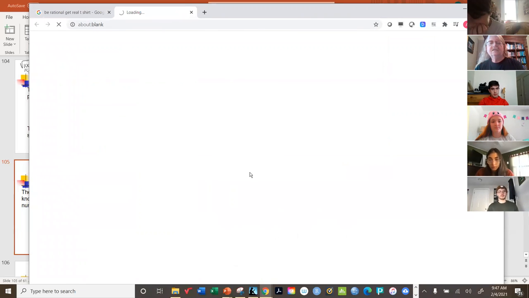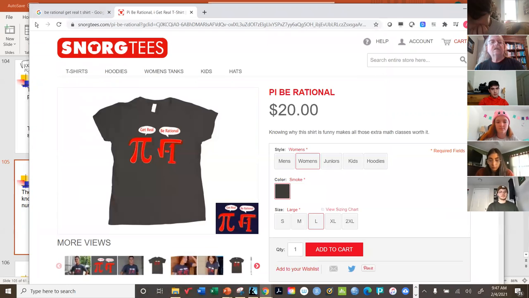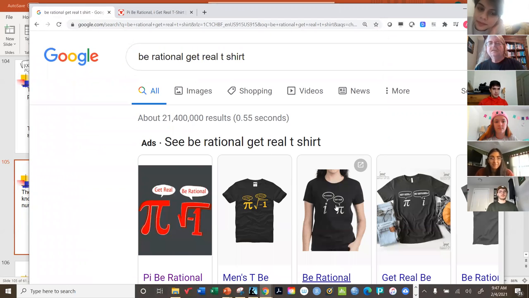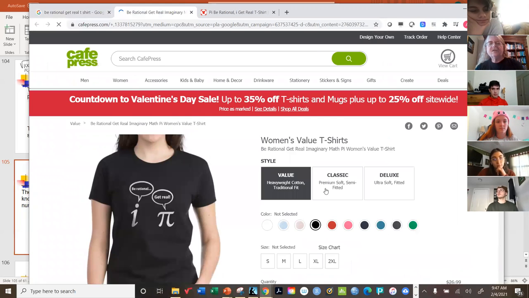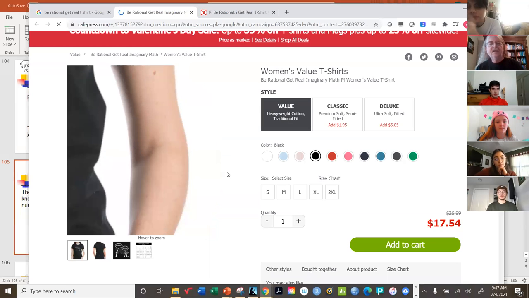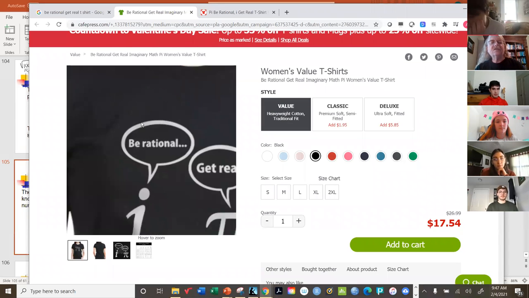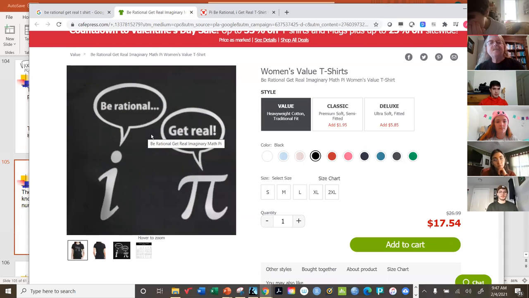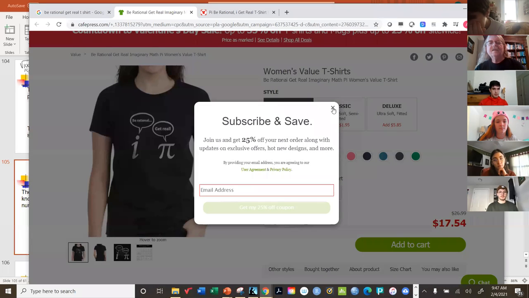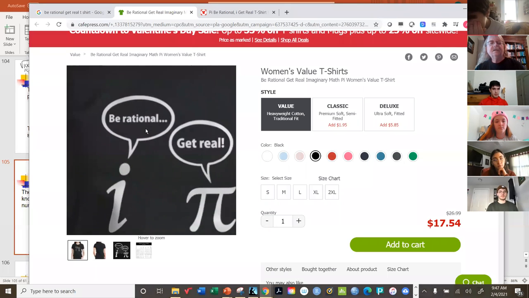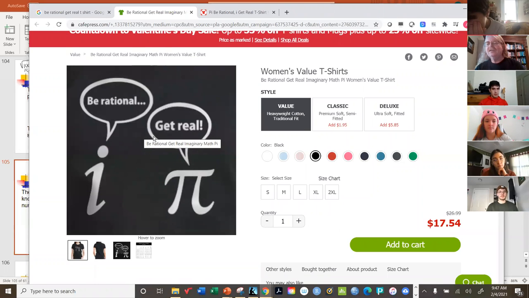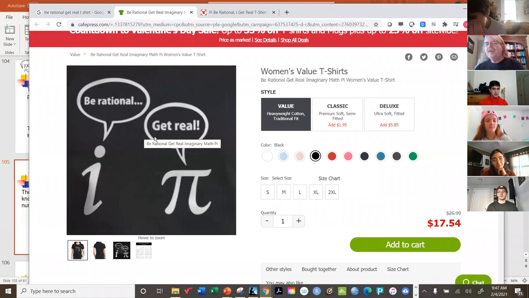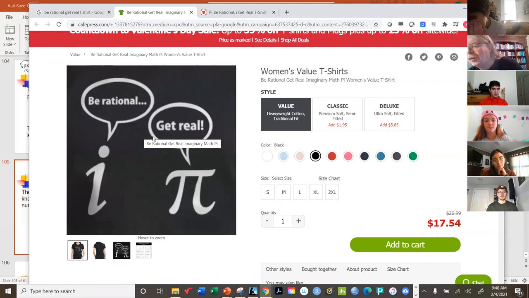There it is. It's hard to read that. Maybe we could read this one a little better. This is a t-shirt. You can actually buy this if you're really a math person. I want you to be able to see what it says. I is saying to pi, be rational. And pi says back to I, get real. Now, this is what passes for humor in math, by the way.